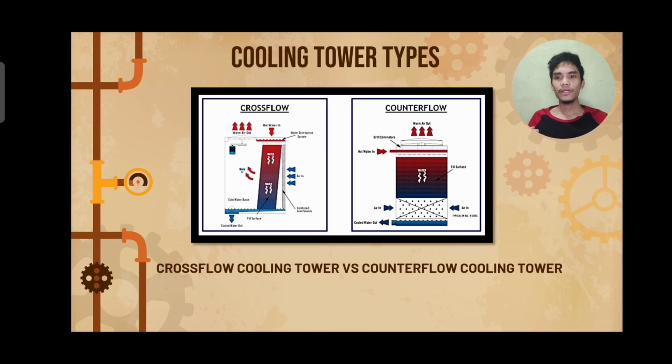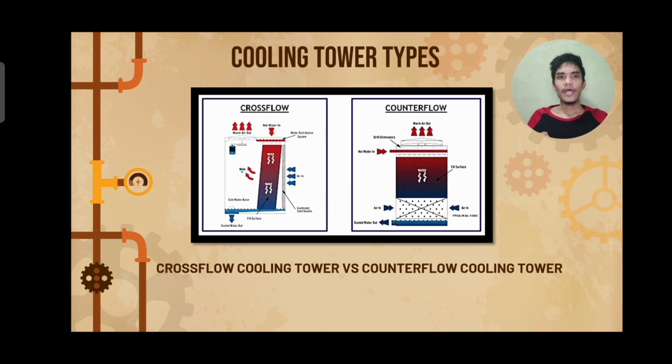So basically, there are two types of cooling tower, the cross flow and the counter flow. The main difference between the cross flow and the counter flow cooling tower is how the air moving through the cooling tower interacts with the water cooling mechanism. In a cross flow, the air travels across the direction of the falling water, while in the counter flow tower, the air travels parallel to the direction of the falling water.